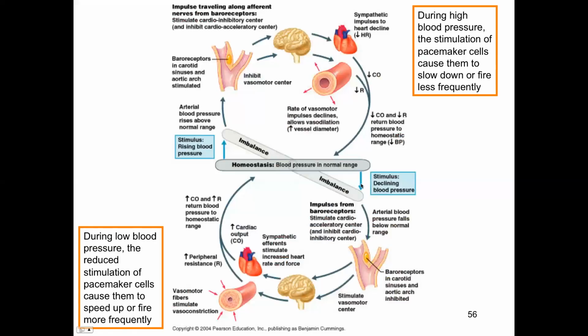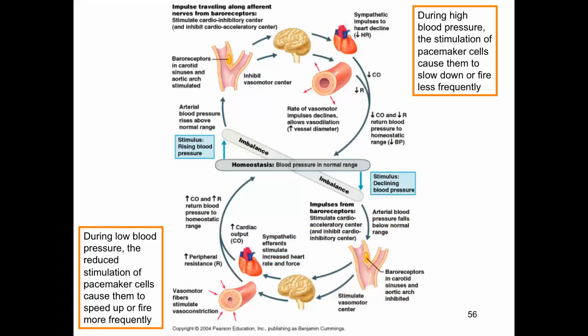Then when there's a decrease in pressure, all right, the cardio acceleratory center, okay, is going to come in and have its role. So what's going to happen then is that there's going to be a sympathetic stimulation of the heart. And what's going to happen here is actually the brain is going to sort of pull back and then let that SA node do its thing, right? So the heart is going to beat faster. It's going to increase the cardiac output.